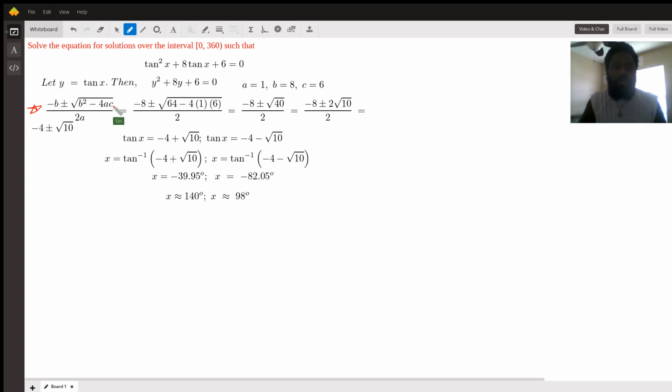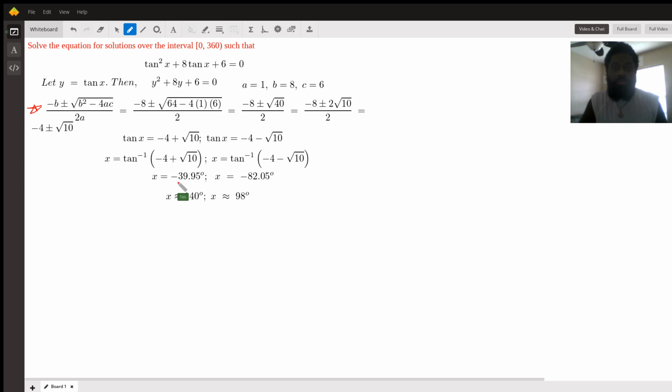We replace y with tangent x, so tangent x equals negative 4 plus root 10, and tangent x equals negative 4 minus root 10, which is breaking apart the plus and minus, right? So we're going to solve each equation for x by applying the tangent inverse function to both sides. X equals tangent inverse of negative 4 plus square root of 10, and x equals tangent inverse of negative 4 minus root 10. So we solve each one for x, plugging into your calculator, making sure your calculator is in degrees and not radians. We get x equals negative 39.95.